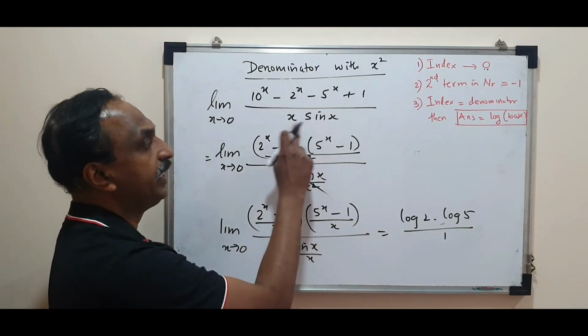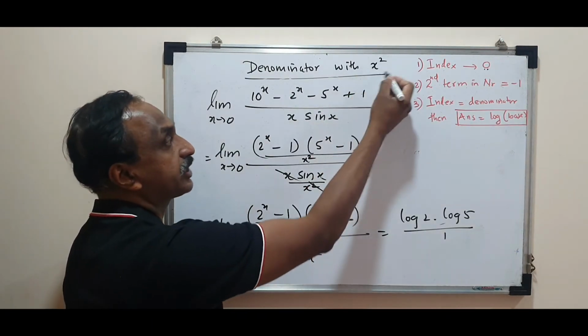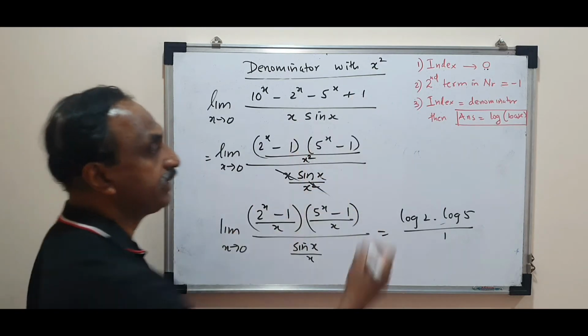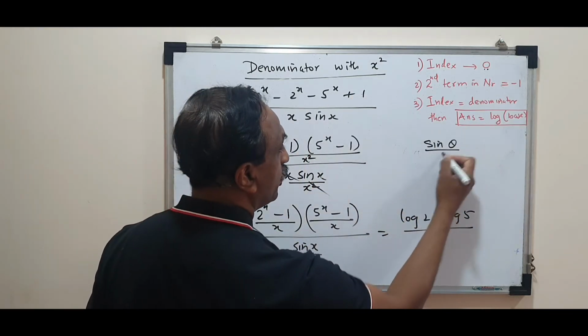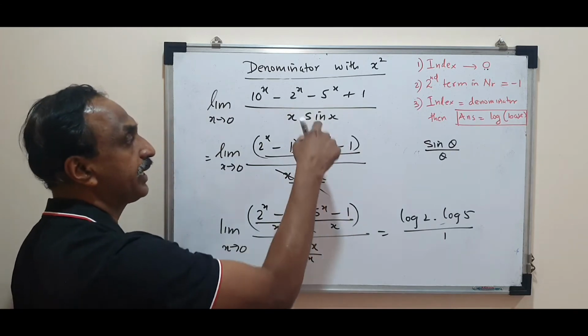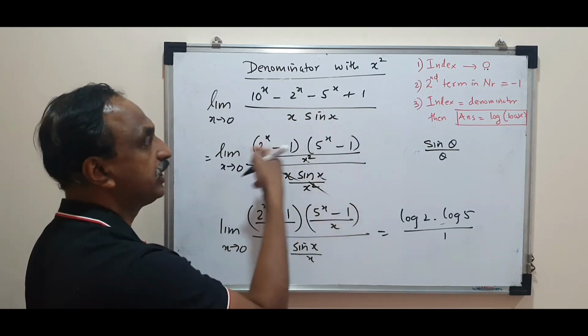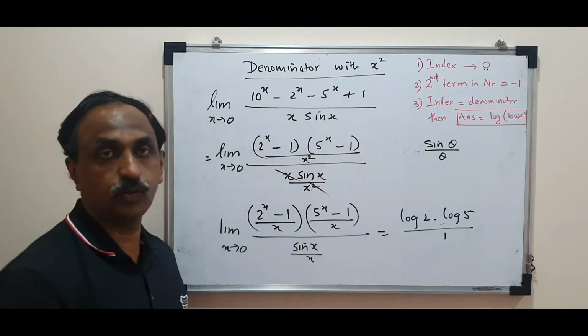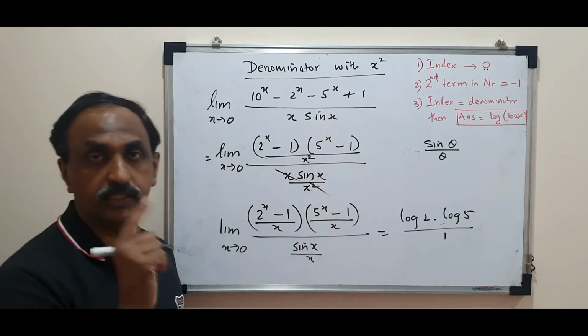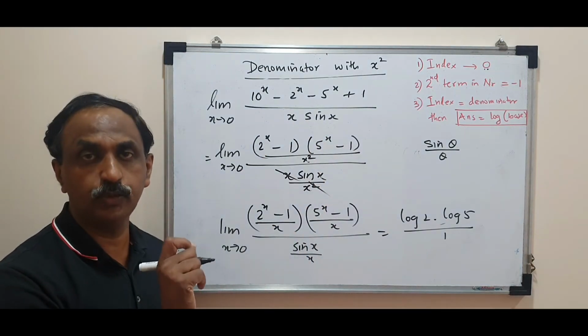So remember, when x sin x is present, it's like x square. Because if you want to bring sin theta upon theta, you need to divide numerator and denominator by x square. Hence, this problem should be treated as an x square problem, because to convert x sin x into sin theta upon theta, you need to divide numerator and denominator by x square.